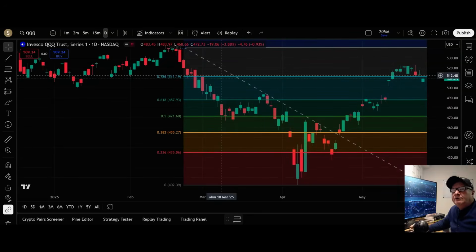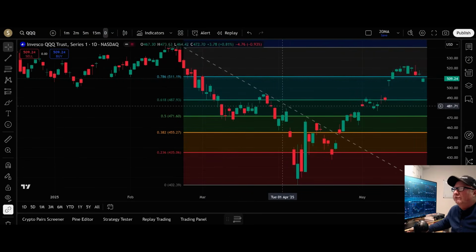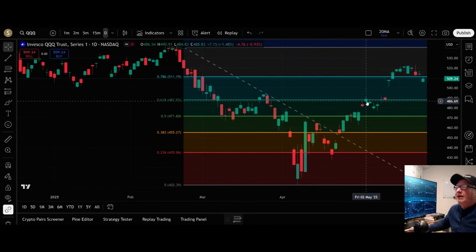Hey guys, I just wanted to show you why it's important to me to have multiple time frames in mind when trading. This is a daily chart of the Qs, and I drew in this Fibonacci retracement over 6 weeks ago when this bottom was put in. And this Fibonacci retracement has been extremely helpful in my intraday trading.